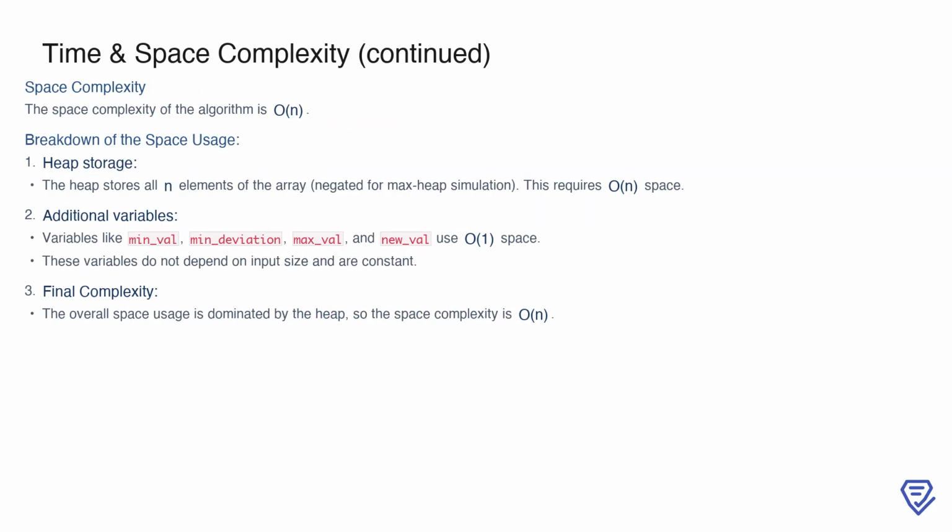The space complexity of the algorithm is O(n), and this is primarily due to the heap storage. The heap holds all n elements of the input array, with each value negated to simulate a max heap using Python's min-heap implementation. This requires O(n) space.